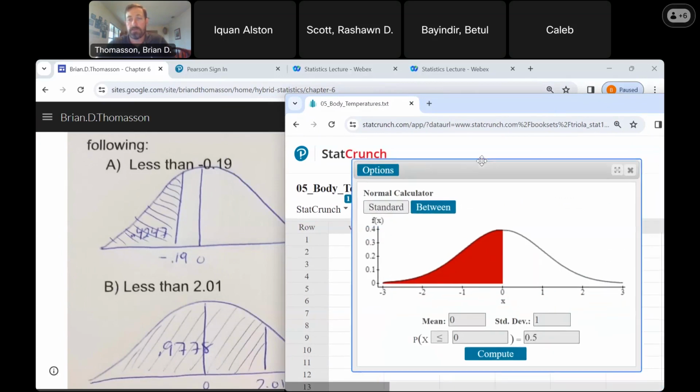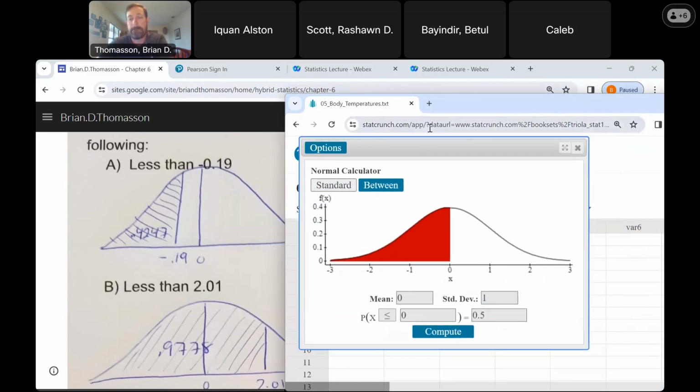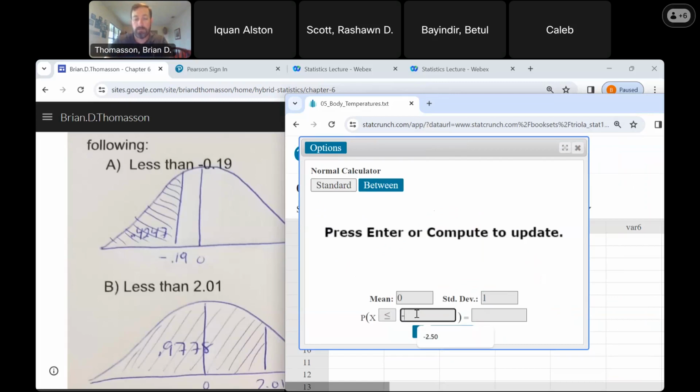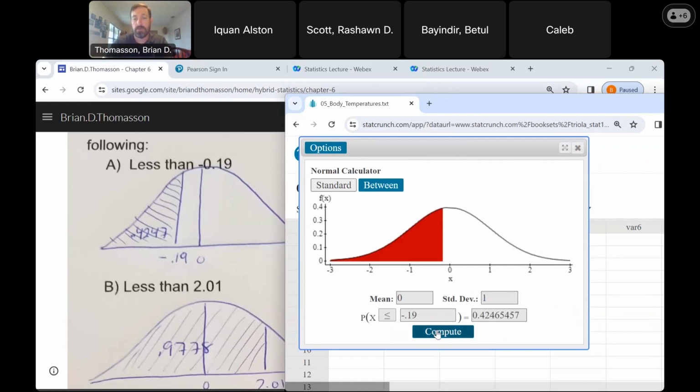So then we have this normal calculator. So what we have here is we already have the mean of 0 and standard deviation 1. Since we're dealing with standard normal, that's exactly what we want. So we don't want to change that one bit. Okay. All we have to do is enter in the value that we're looking for. So in part A, we're looking for less than negative 0.19. In this middle bottom box, we can put in that negative 0.19 and hit compute.